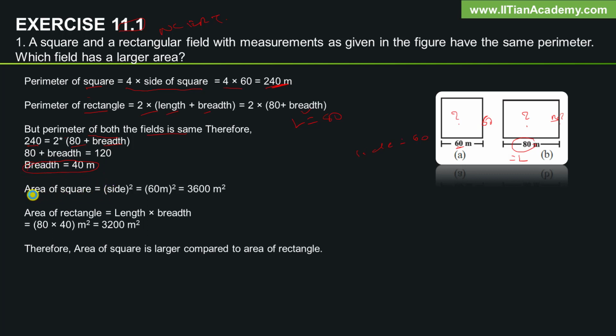Now, let us find area of square. Area of square is square of side. Hence, area of square equals 60 meter square equals 3,600 meter square, and area of rectangle equals length into breadth equals 80 into 40 equals 3,200 meter square. Therefore, area of square is larger compared to area of rectangle.